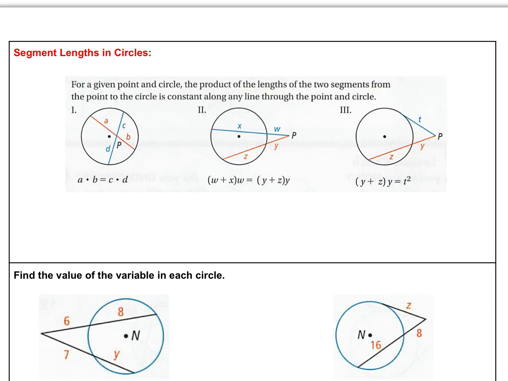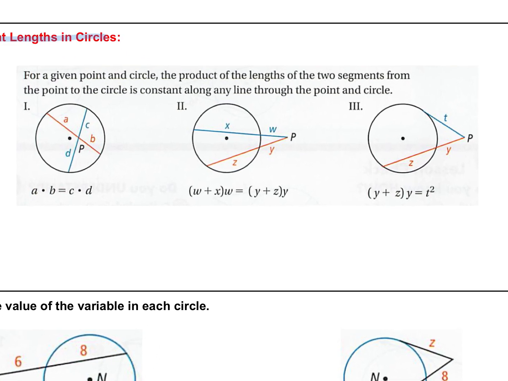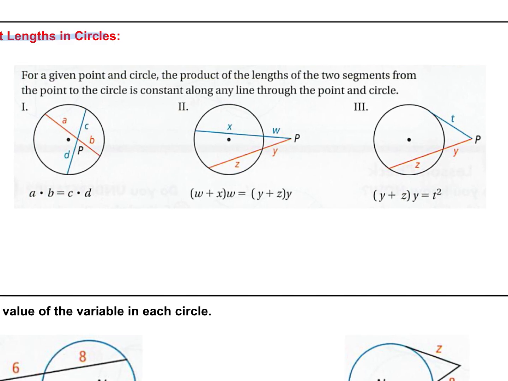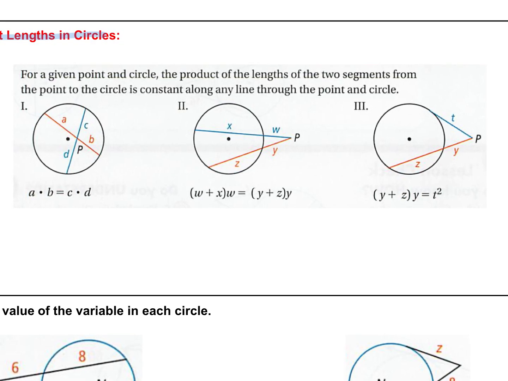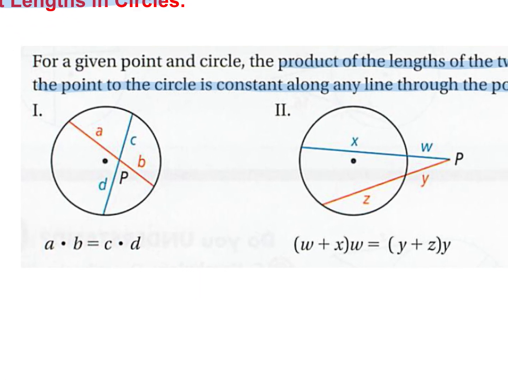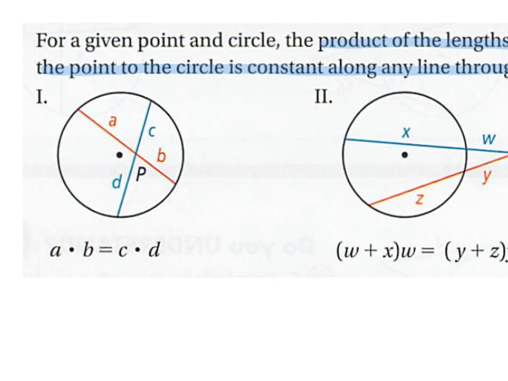Okay, let's look at segment lengths in a circle. There are three cases that we're going to be looking at in here, but they are actually under the same theorem. For a given point and circle, the product of the lengths of two segments from the point to the circle is constant along any line through the point of the circle. Let's look at some cases where this theorem is true.